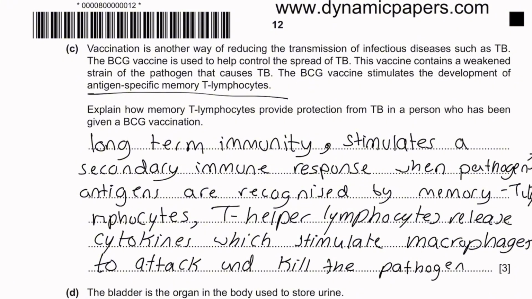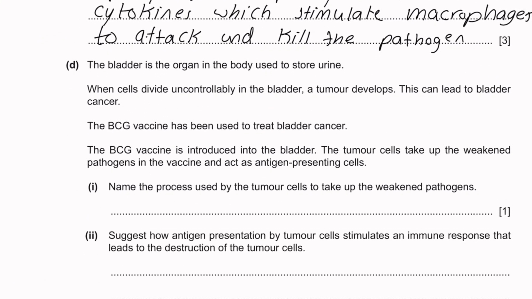which is obviously TB. The bladder is the organ of the body used to store urine. When cells divide uncontrollably in the bladder, a tumor develops, and this can lead to bladder cancer. And the BCG vaccine is used to help treat bladder cancer. Interesting. The BCG vaccine is introduced to the bladder, and the tumor cells take up the weakened pathogens in the vaccine, and they act as antigen-presenting cells.